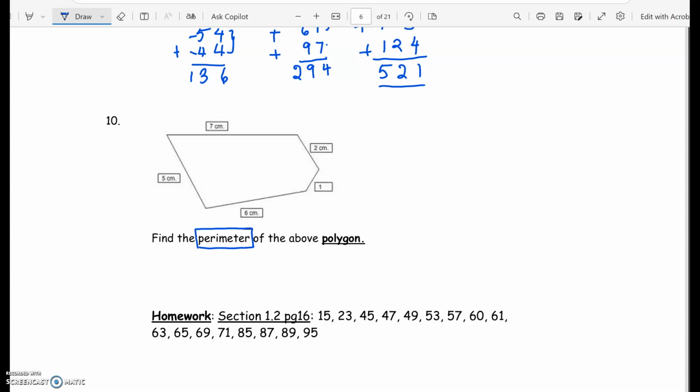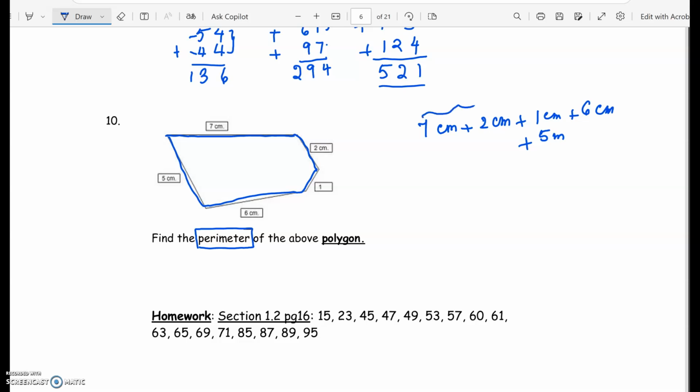Now, one thing that you need to remember is the term perimeter. Perimeter is measuring the outside of a region. That's called the perimeter. And how do we measure the outside? We take a tape measure, go around, which means we are adding 7 centimeters plus 2 centimeters plus 1 centimeter plus 6 centimeters plus 5 centimeters.